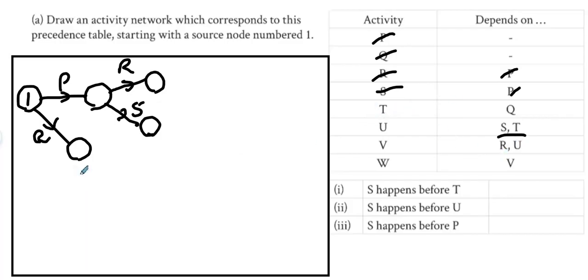And T is dependent on Q. So why don't I converge the two of them together? Would that make sense? And then what can come out of that then? U comes out of that, is that right? Okay. Now, how far along am I now?